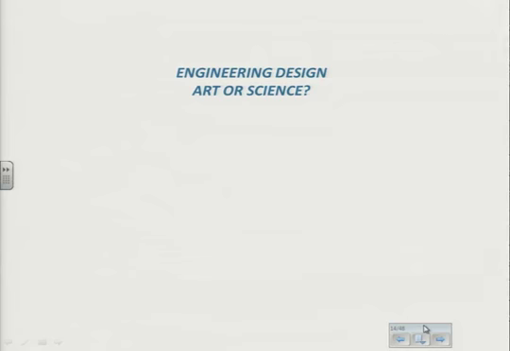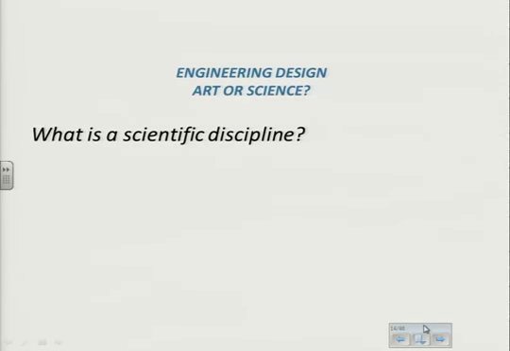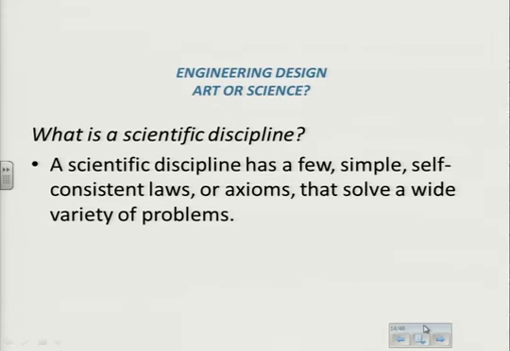Let's think about design in the engineering context for a moment. When we teach design, are we teaching it in general like an art or like a science? All right. So what is a scientific discipline? How can we teach something like a science? So if a discipline has a few simple, self-consistent laws that can be applied to solve a wide variety of problems, we call it a scientific discipline.